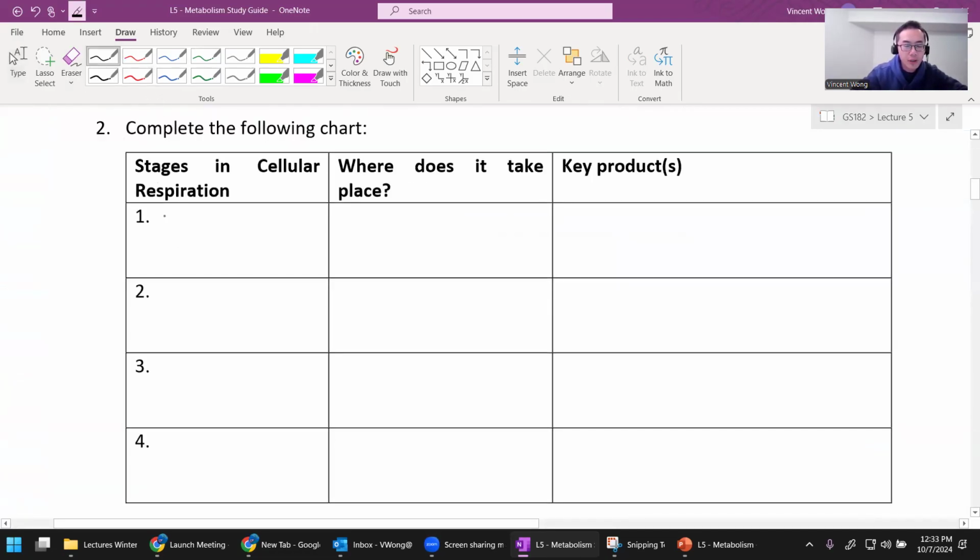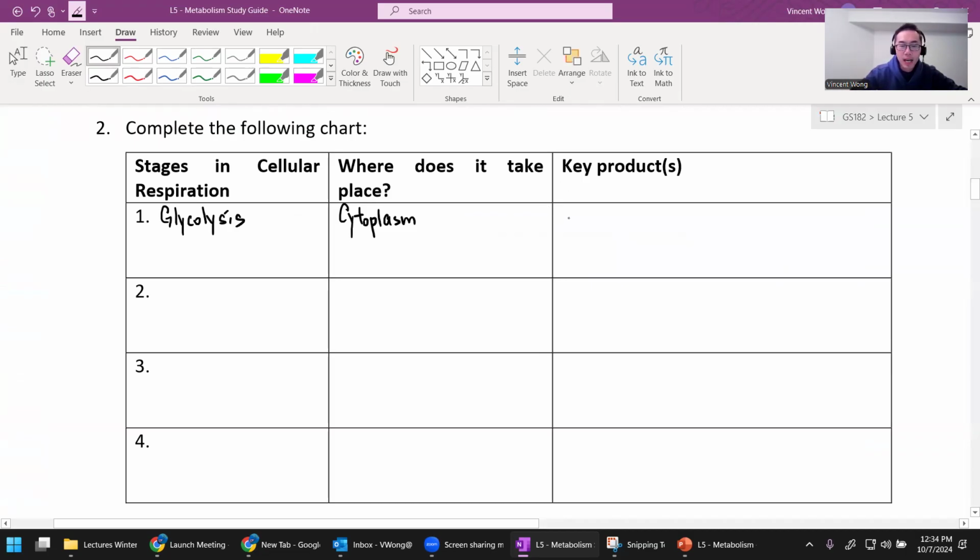There are 4 main stages. First one is glycolysis. As you might recall, glyco means glucose and lysis means to break. So glycolysis is going to be breaking down glucose into 2 molecules of pyruvate. Where does it take place? Okay. This takes place in the cytoplasm of the cell. Okay, and this is considered as anaerobic reaction as it does not require oxygen.